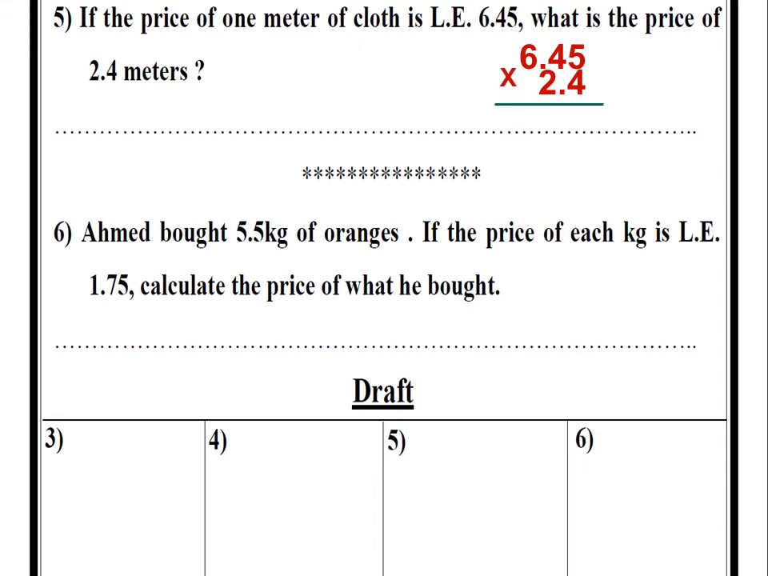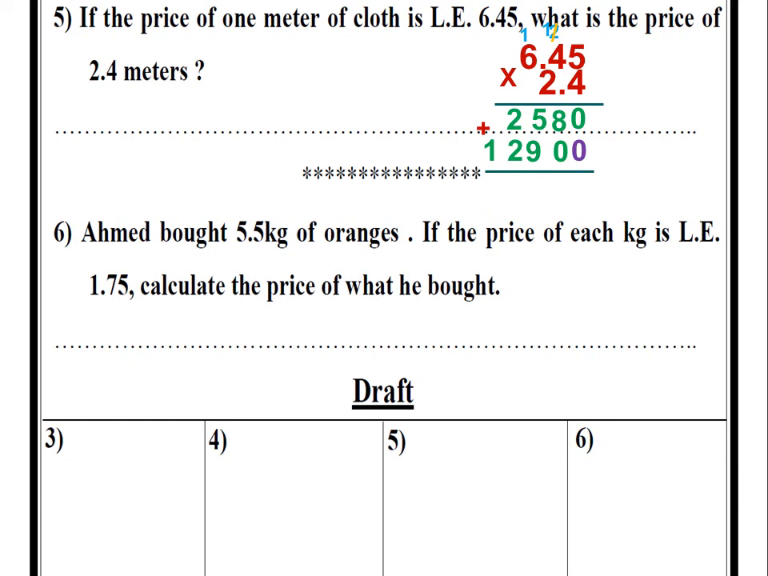Let's start from the right side. 4 times 5, which is 20, 0, carry up 2. 4 times 4, which is 16, plus 2, 18, 8 and carry up 1. 4 times 6, which is 24, plus 1, 25. Blocking 0. Okay, 2 times 5, which is 10, 0 and carry up the 1. 2 times 4, which is 8 plus 1, 9. 2 times 6, which is 12.